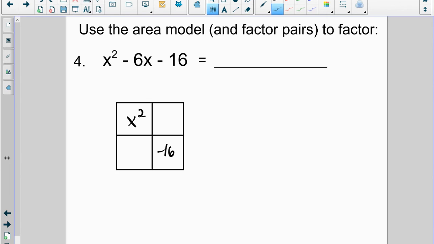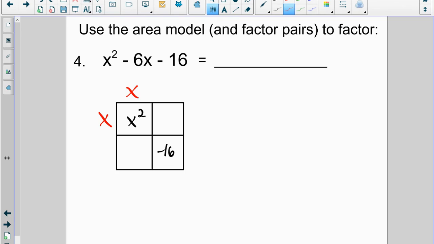So I'm going to start filling in what I know has to be true, right? X squared goes in the first box, negative 16 goes in the last box. And now I have to figure out how do I get negative 6x when I add those two like terms together. I don't know what those terms are going to be at this point. So then I factor those perfect squares, right? Or the first term, last term. So the x squared is going to be the result of x times x. That's the only way it's going to happen.